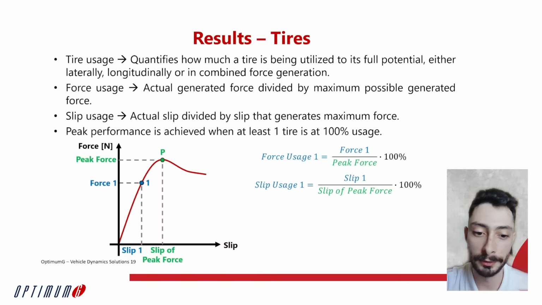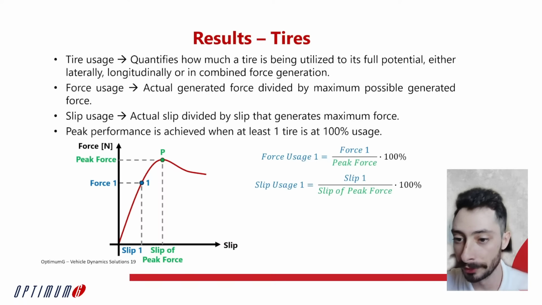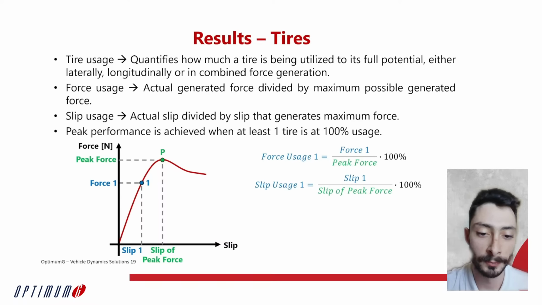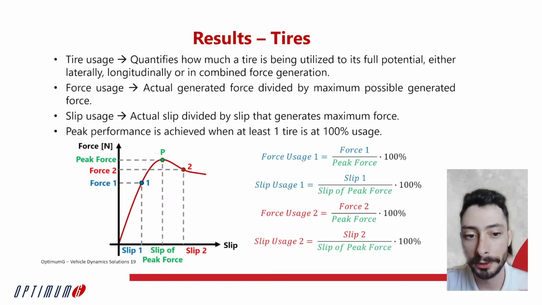And the way that we're going to define the force and slip usages is by getting that value of force and dividing by the peak force times 100%, and getting that amount of slip and dividing by the slip angle or slip ratio, which generates that peak force, times 100%. And again, if we have another operating point here, for example, we will calculate it exactly the same way.